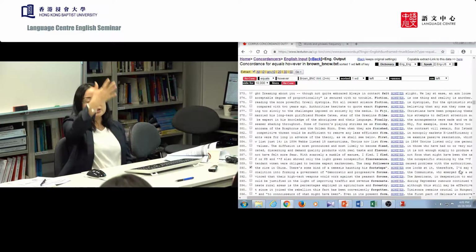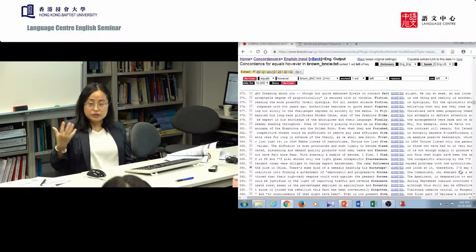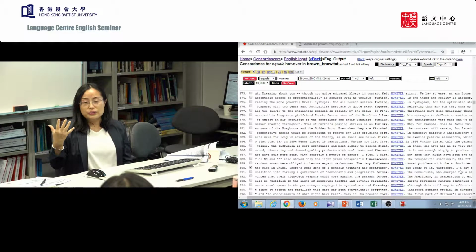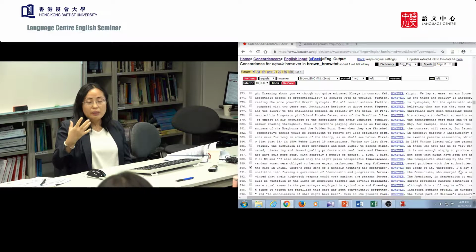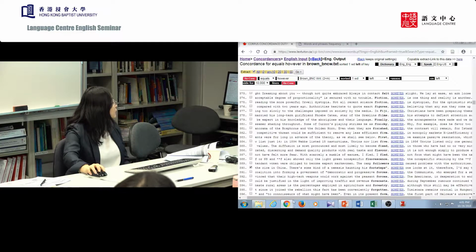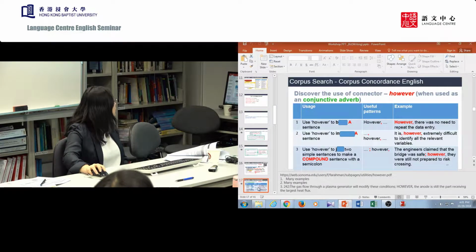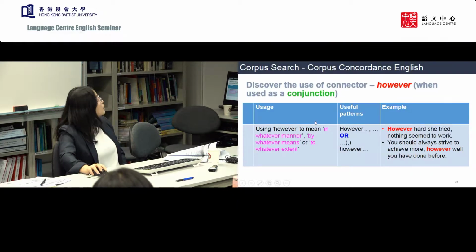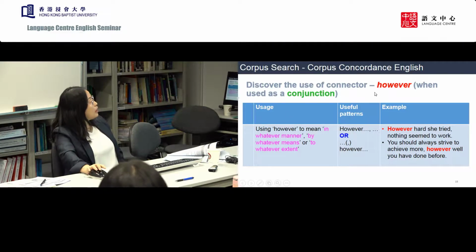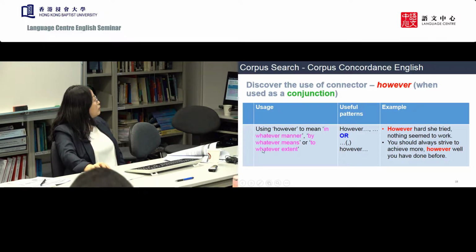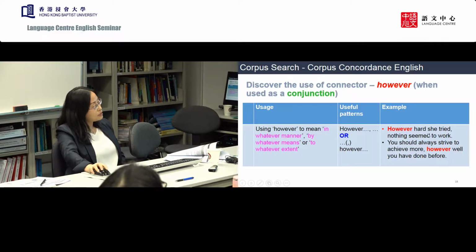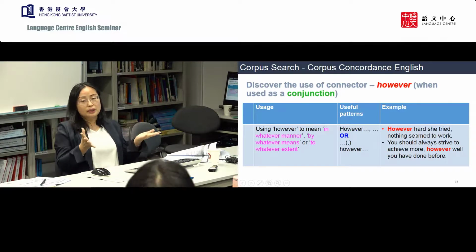So after this kind of search, we can convince students: you cannot use "however" as a connector in the usual way. When "however" is used as a connector, the meaning is different. "However" can be used as a conjunction, but rarely, and it means in whatever manner, by whatever means, to what extent. You usually put "however" at the beginning of a sentence.